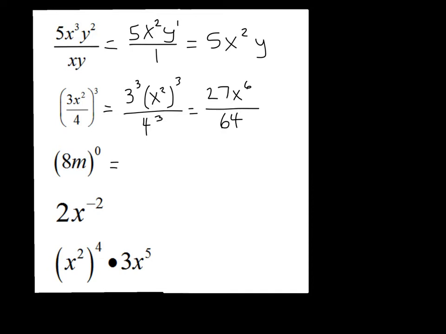Okay, 0 exponent rule here. Remember, this entire thing is being raised to the 0, so the entire thing turns to 1. The next one, we have a negative exponent, so we're going to always write this as a fraction. 2 will stay in the numerator because it is not being raised to a negative exponent. The x to the negative 2 is, so we're going to move that to the bottom of the fraction, the denominator, and make the power positive. So 2 over x squared. The next one, we have x squared to the 4th power, which means we need x to the 8th, because 2 times 4 is 8.